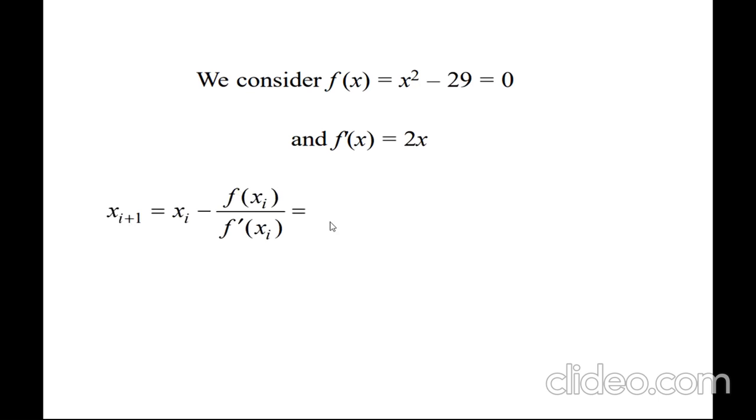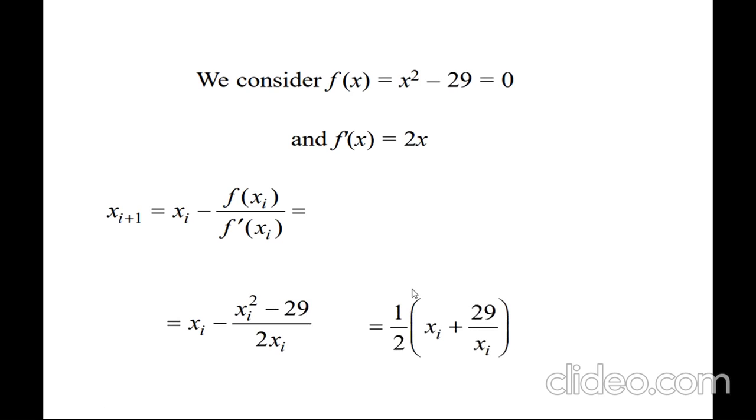Now let us check xi plus 1 is equal to xi minus f of xi upon f dash of xi. This is the Newton-Raphson formula. We just replace the values of these in this equation. We will get xi minus (xi square minus 29) upon 2xi. Just rearrange this equation. You will get 1 upon 2 in bracket xi plus 29 upon xi.